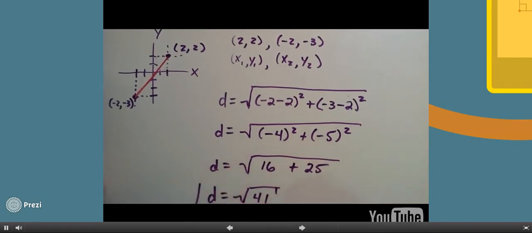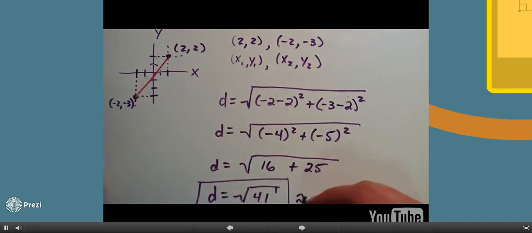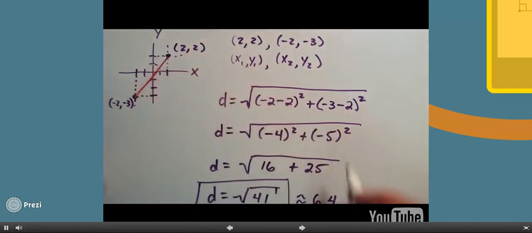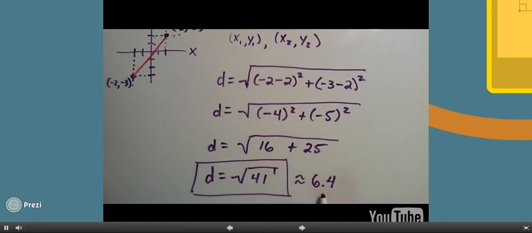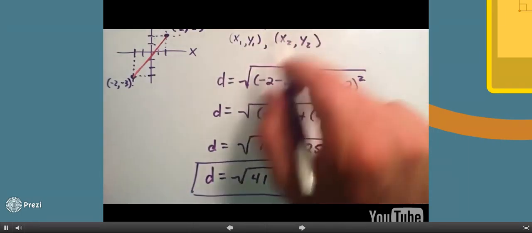So the square root of 41 is the length of this line, and that is approximately equal to 6.4. So the distance between these 2 points is about 6.4. If you want an exact answer, then write it in this form: square root of 41. This is the exact distance. This is an approximate distance between the points (2, 2) and (-2, -3).